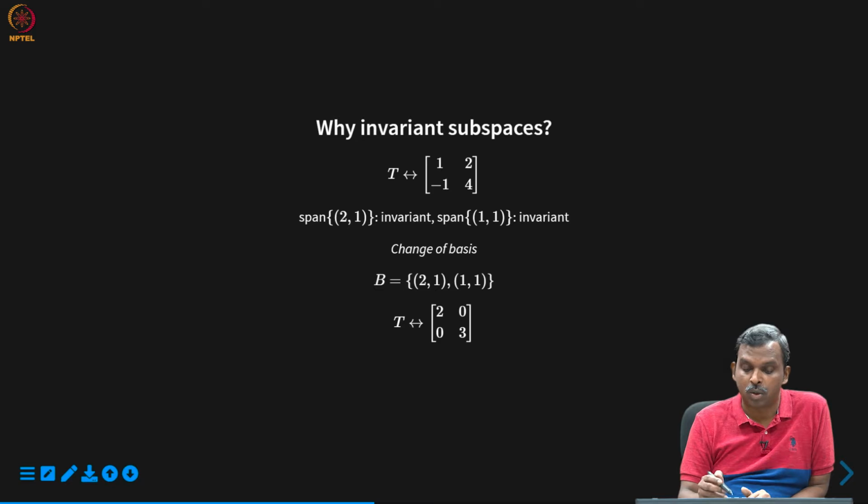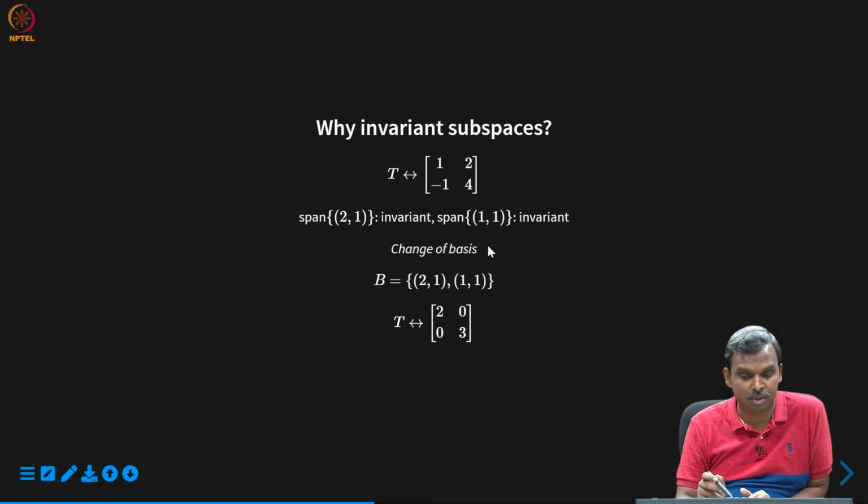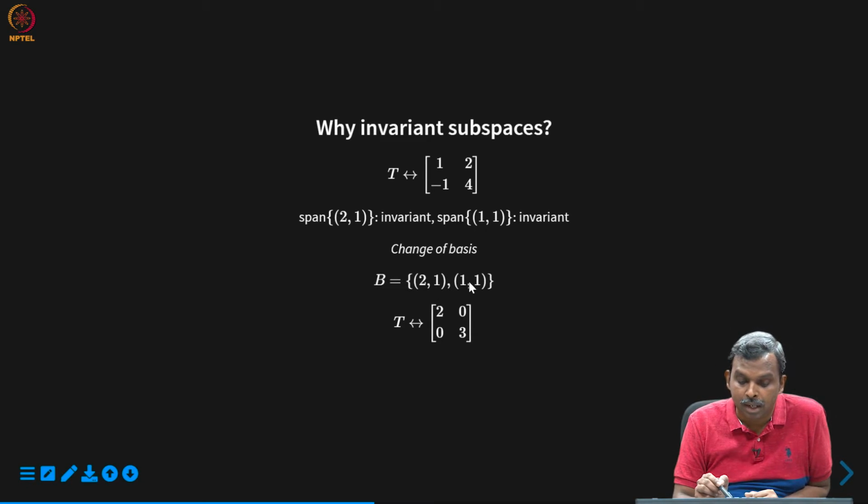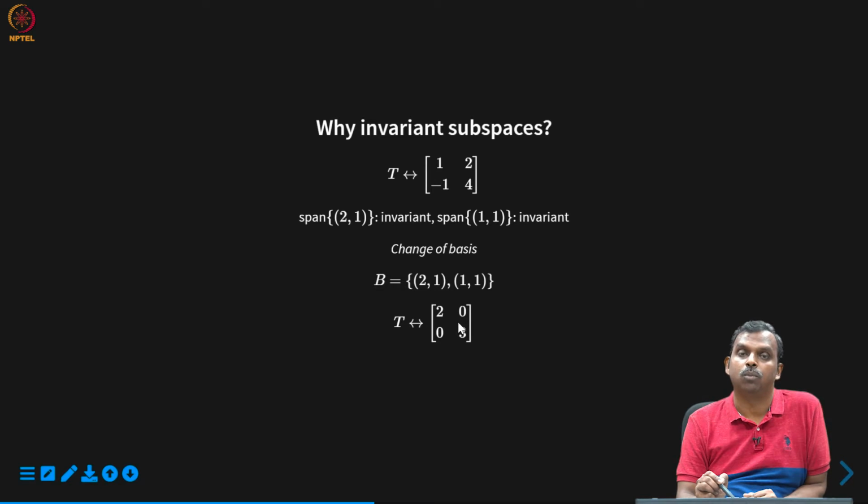Notice what happens. You can do a change of basis. How do I change basis? We know how to change basis. For this operator 1, 2, minus 1, 4 in the standard basis, I am going to change basis to 2, 1 and 1, 1. Notice where I got 2, 1 and 1, 1 from. Those were the basis vectors of the one-dimensional invariant subspaces. Notice what happens when I use the basis 2, 1, 1, 1. In this basis, the linear map T, the operator T, becomes diagonal. 2, 0, 0, 3. It is very easy, it is obvious, right?